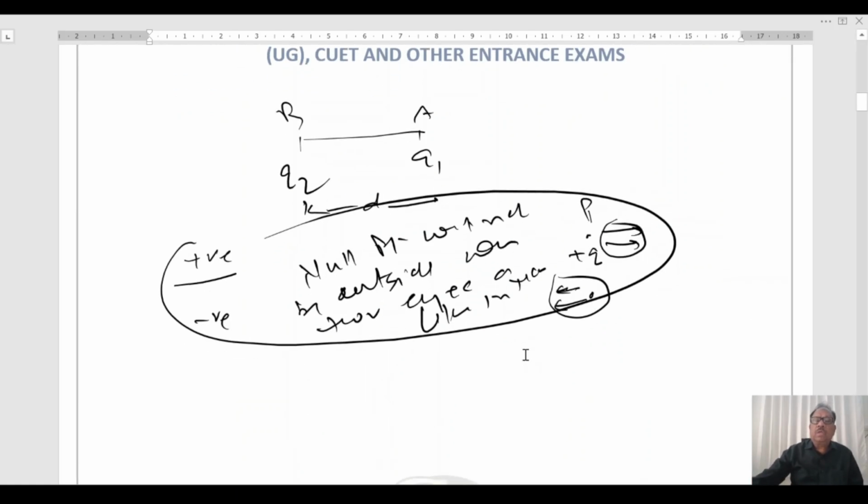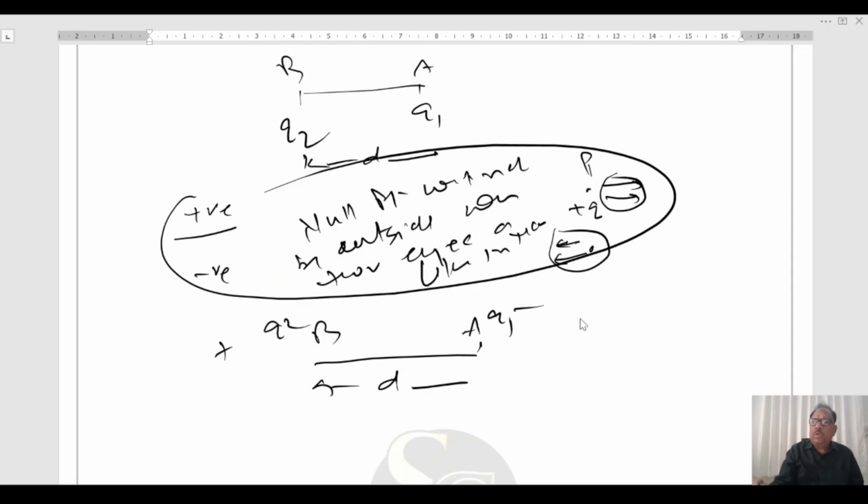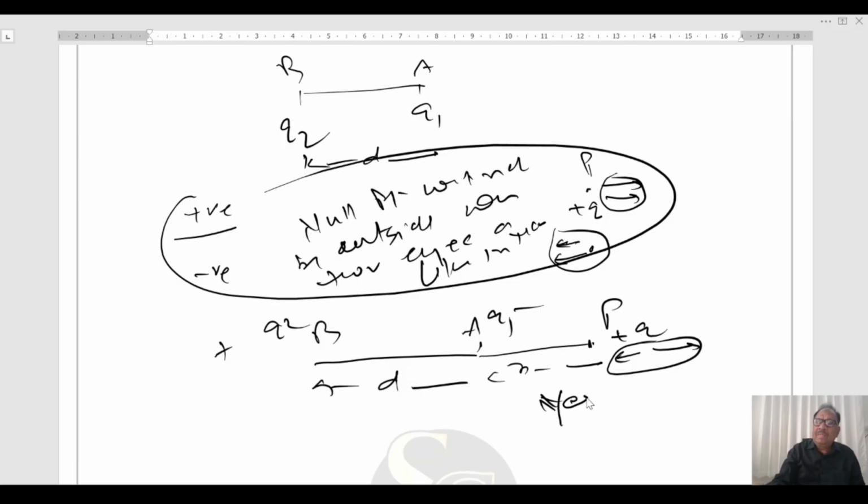Now, say one is positive, one is negative. This is A, this is B, separated by distance D, with charges Q1 and Q2. This is negative, this is positive. In this case, see point P at a distance X. We put a positive charge here, suppose plus Q. This will be repulsive, this will be attractive. Both are in opposite directions. Yes.